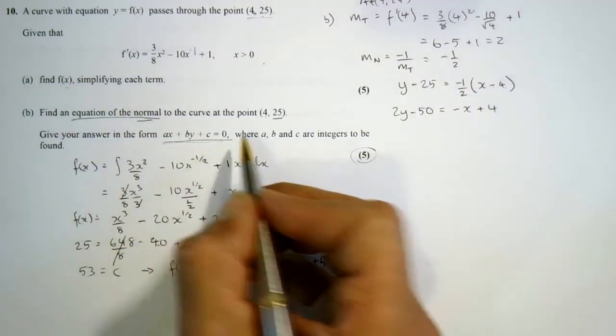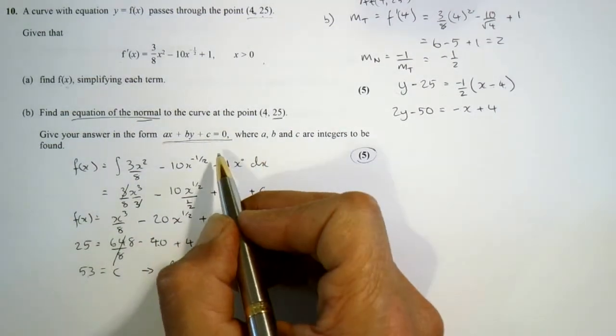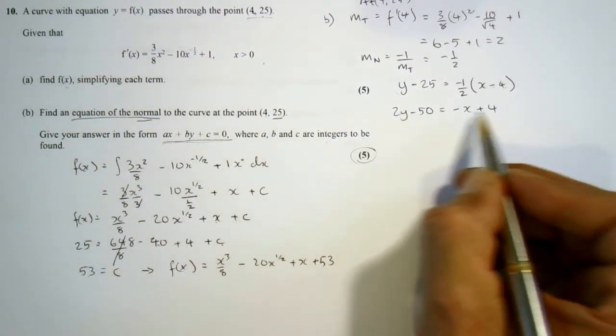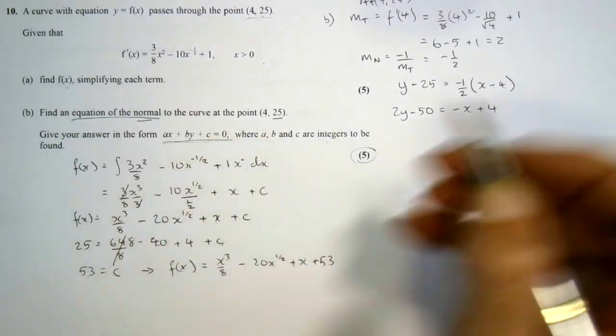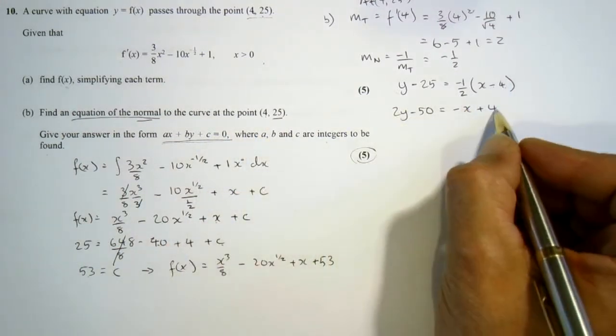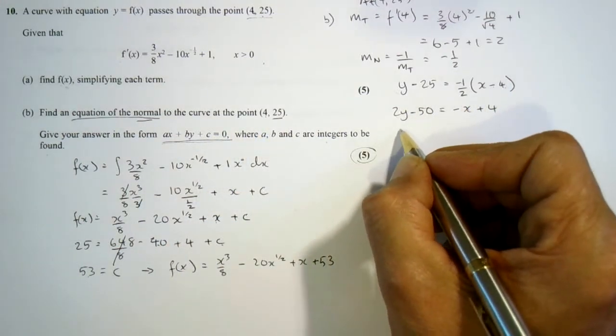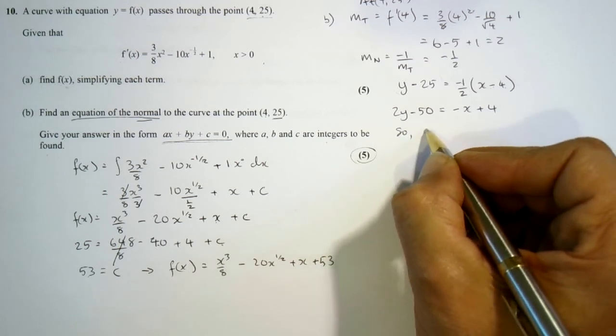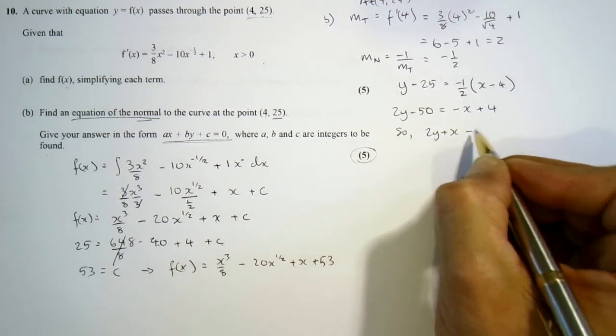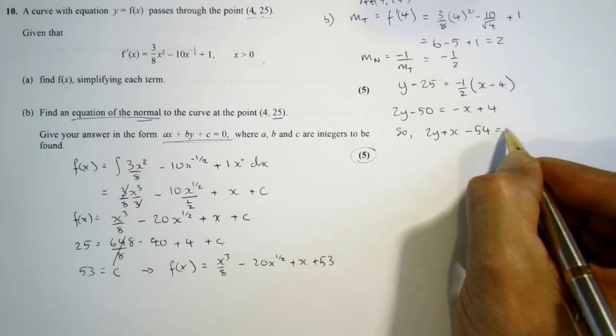And then this says get everything over on the same side. Integers, look, we've got integers, and equals 0 on the other side. So I'm going to add the x and take away the 4, and so 2y plus x, take away 54, equals 0.